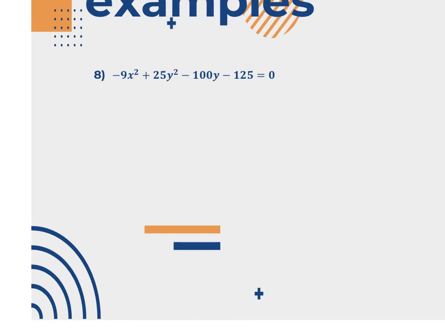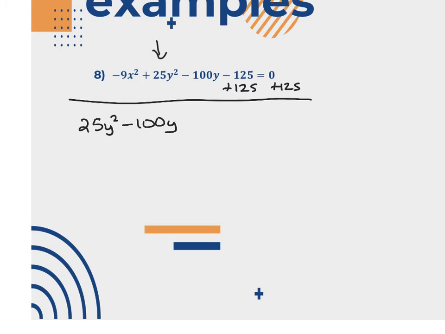So let me move the constant. Actually, yeah, let me move the constant to the other side. I'm also going to put the y first because it's positive. So I'm going to do 25y squared minus 100y, leave a blank space, 9x squared, and then I move the constant over.